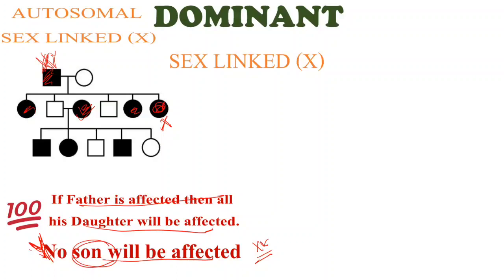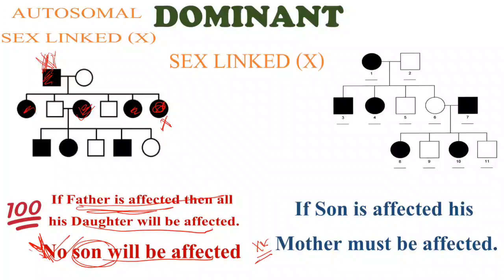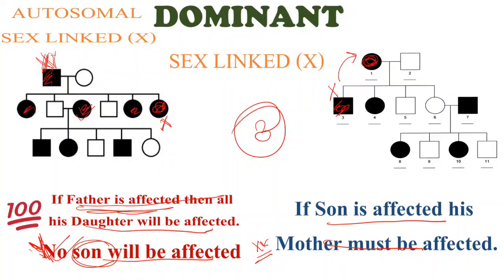So that's why no son will be affected if the father is affected. The next golden point is that if a son is affected, then his mother must be affected. Why is it so? Because he gets his X chromosome from the mother. So these are the three golden points to solve the sex-linked dominant condition.